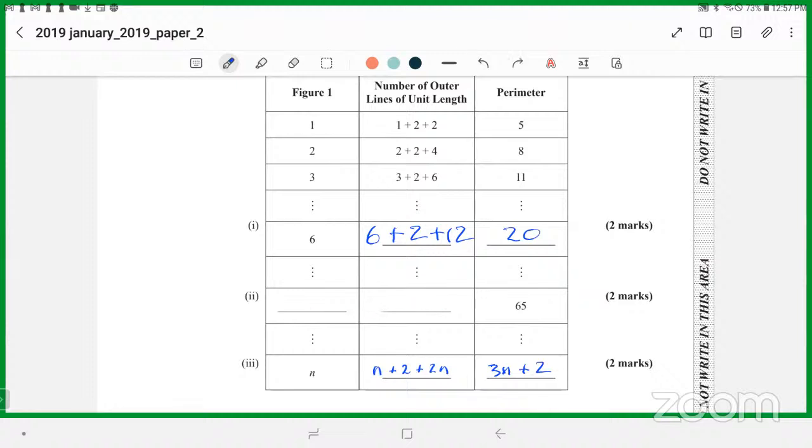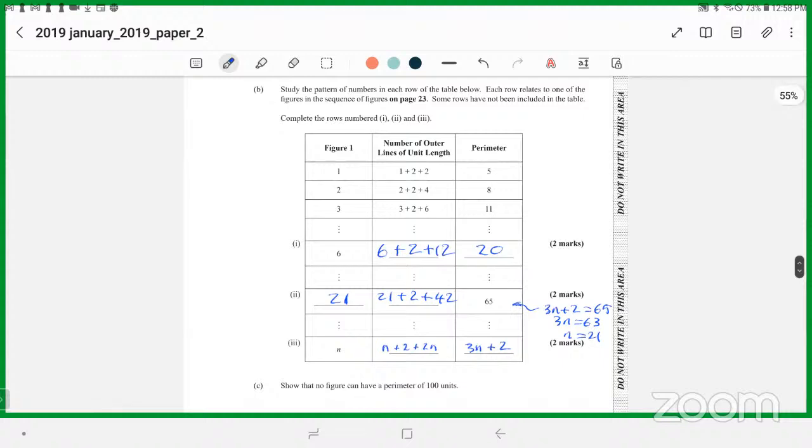Then for this row, the formula equals 65. So it means that 3n plus 2 is equal to 65. Subtract the 2 first, I get 3n equals 63. Divide by 3, I get n equals 21. So I'm putting 21 here for my n. Now that I know n is 21, I drop it here and I get 21 plus 2 plus 2 times 21, which is 42. So it's plus 42. And your table is done. Quick and fast. Next one.